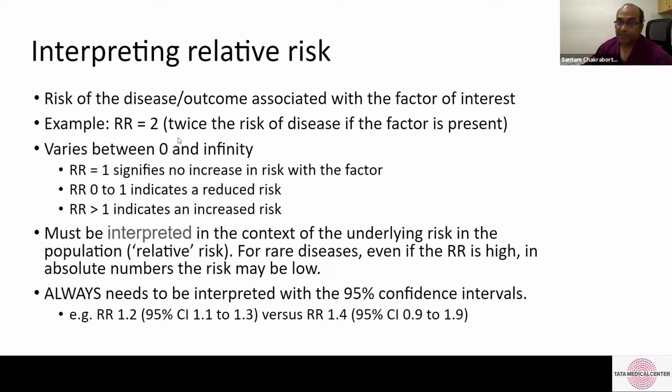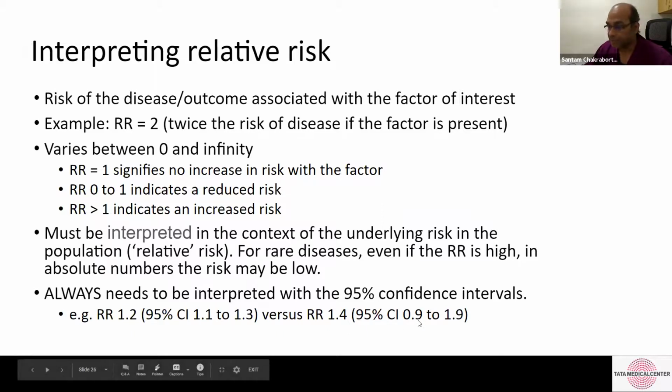So relative risk means there is twice the risk of disease if the factor is present. So relative risk is much easier to interpret than odds ratio. It must, of course, be interpreted in the context of the underlying risk. I think most of you will understand this. Relative risk is a proportion, not an absolute increase. And of course, it needs to be interpreted with an estimate of precision, which is typically the confidence intervals.